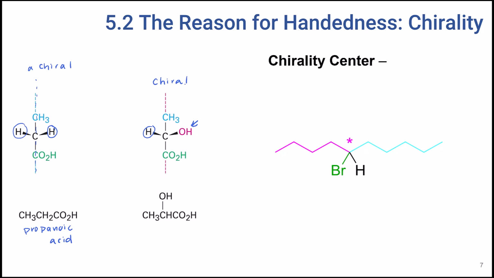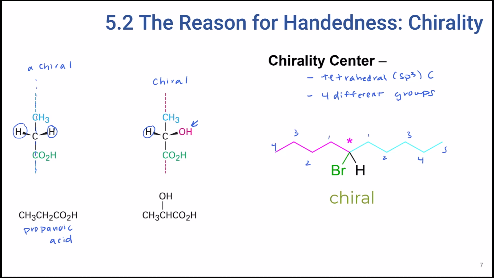And then a chirality center, again, just a reminder, we need to have a tetrahedral carbon, or sp3 carbon, and then four different groups. So on this carbon with the asterisk, I have a bromine, a hydrogen, a pentyl group, and a butyl group. So since the pink side has 4 carbons, that is going to be different than the side that has 5 carbons, which makes it chiral.